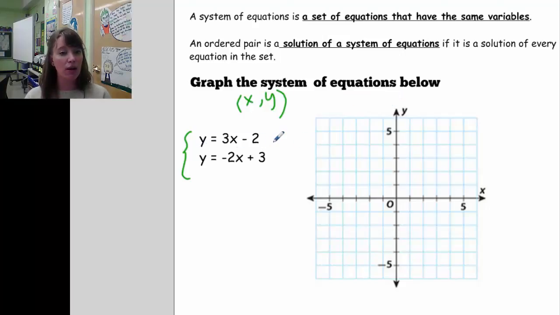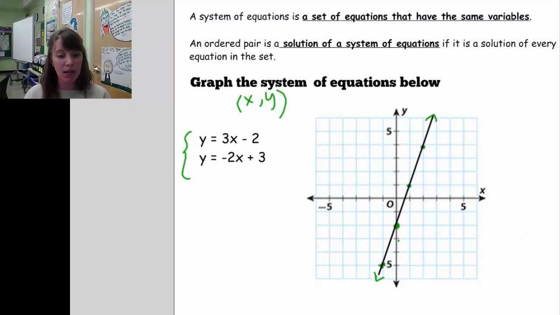So if I were to graph these 2 equations here, first of all, this first equation, I have a y-intercept of -2 and a slope of 3. So I can go up 1, 2, 3 and across 1, up 1, 2, 3 and across 1. I can go down 1, 2, 3 and over 1. Okay, so I'm going to go ahead and graph this. Okay, and I'm going to put my arrowheads on. So that's my first equation right here.